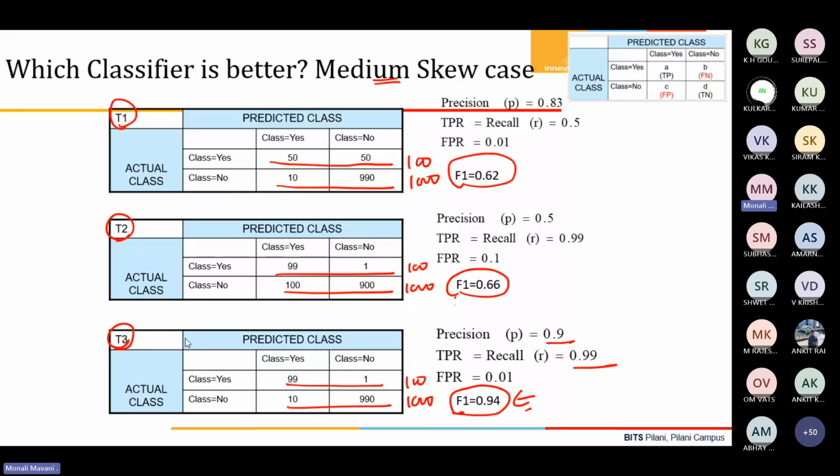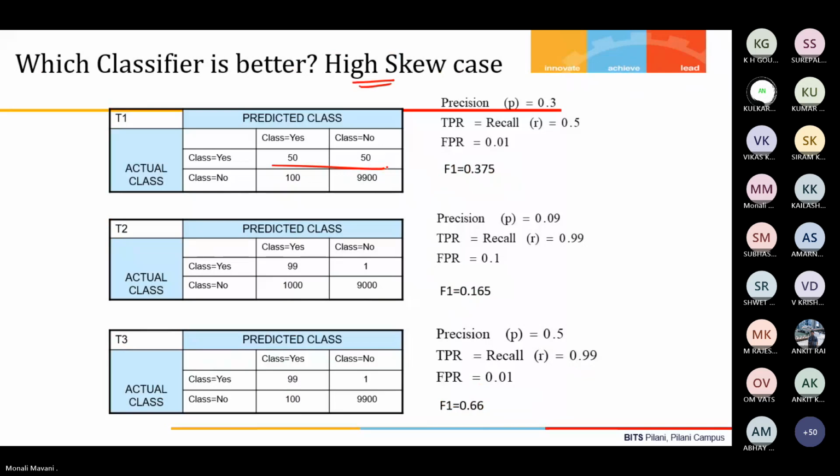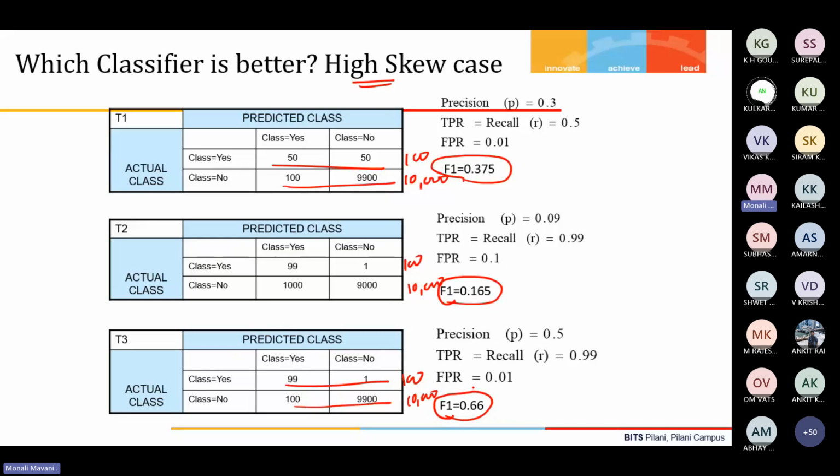Or the third case where we have a very high skew. This is 100 and this is 10,000 examples. So I can say this is a very high class imbalance. The positive class has only 100 examples, the negative class 10,000 examples. And again, maybe our F1 score is very low. So anyway, you have to come up with some better alternative.